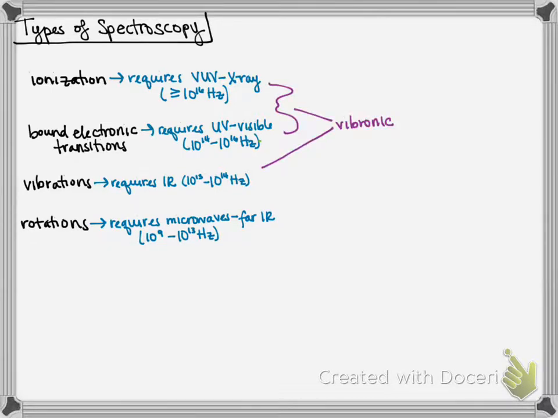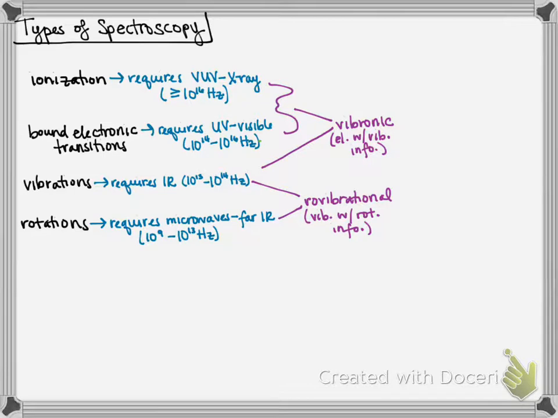We can also have some weird hybrid spectroscopy techniques. So we can think about having vibronic spectroscopy or vibronic spectra. Vibronic spectroscopy is going to be an electronic transition which contains vibrational information. We'll come back to that. All right. We can also have a hybrid between vibration and rotation, which is called rovibrational spectroscopy, which is vibrational spectra that contains rotational information.